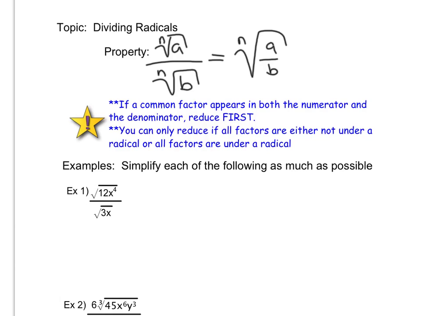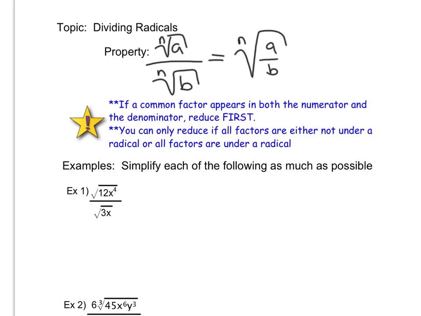Also, a good thing to know is you can only reduce if all factors are either under a radical or not under a radical. For example, 2 over 4 can be reduced to 1/2. The square root of 2 over 4, nothing can be done with that because one of them is under a radical and one's not. But the square root of 2 over the square root of 4 can be reduced to be 1 over the square root of 2. You'll see some more of that in these examples.